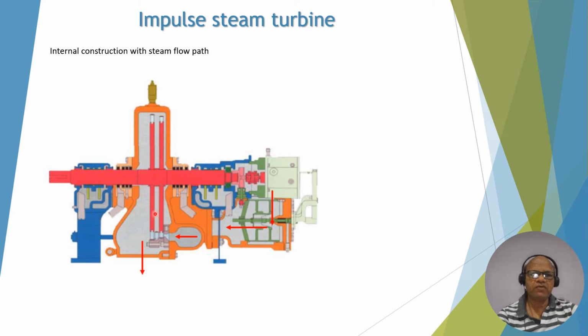So this is a rotor where two sets of rotating blades are attached, and in between is a nozzle ring which is attached to the casing, and there is a reversing blade which is attached again to the casing, a stationary part.